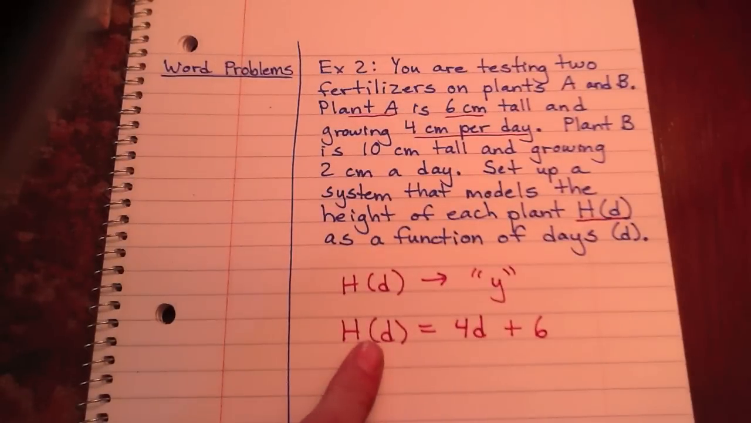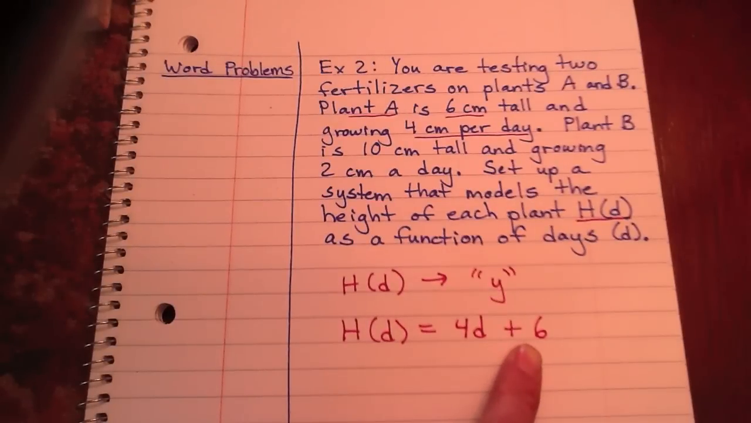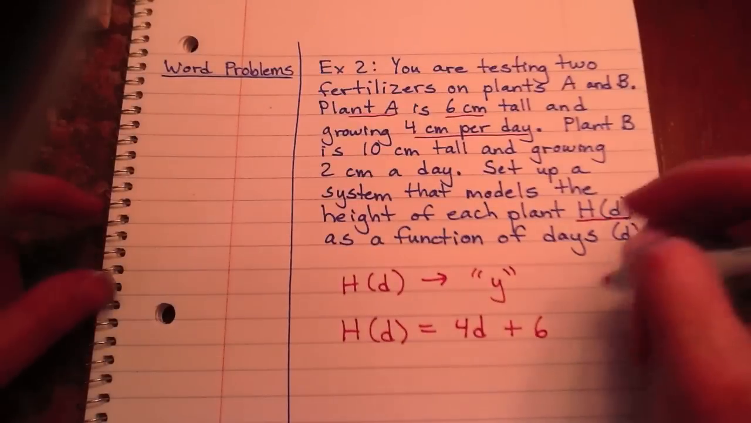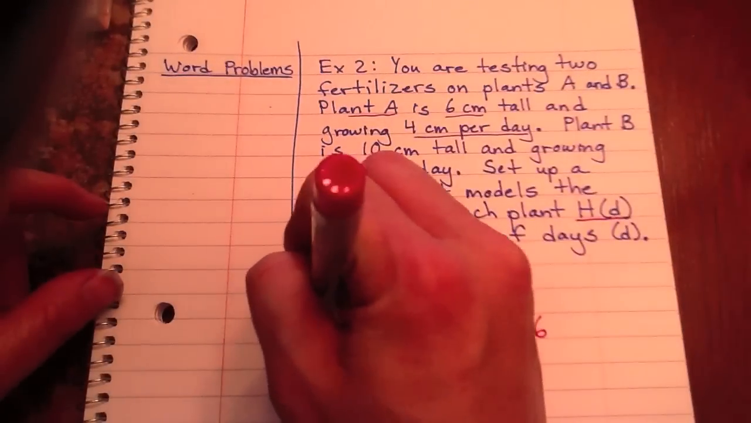The height of this plant is going to be growing 4 centimeters a day plus the 6 centimeters that it already was in its height. So that is plant A. We can put plant A above it.